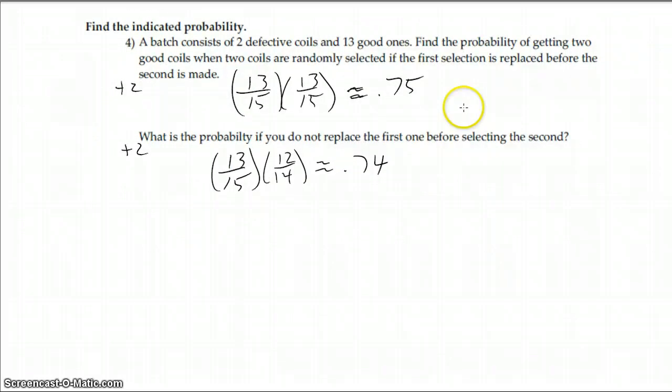4, if there's 12 defective and 13 good, what's the probability of getting 2 good in a row with replacement? So it's 13 out of 15 times 13 out of 15, which is about 75% chance. Now if we don't replace, that means when we pull that good one out, now we're down 1 good one. So it's 13 out of 15, but then we multiply it times 12 out of 14, 1 less of each. And that's about 0.74, a little less probable.